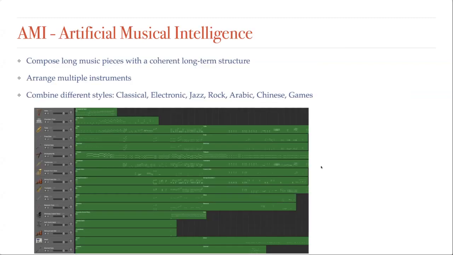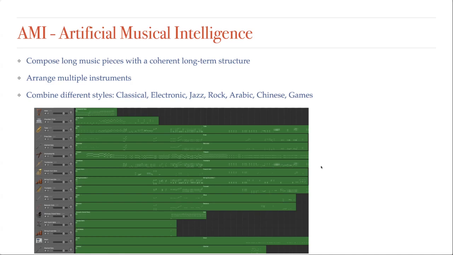So yeah, I'll play some more examples toward the end, just to show you some ideas. We created AMI, which stands for Artificial Musical Intelligence. The whole idea is we want to create something that can produce music melodies that have a coherent long-term structure. There has been a lot of similar work, especially Google with the Magenta project.